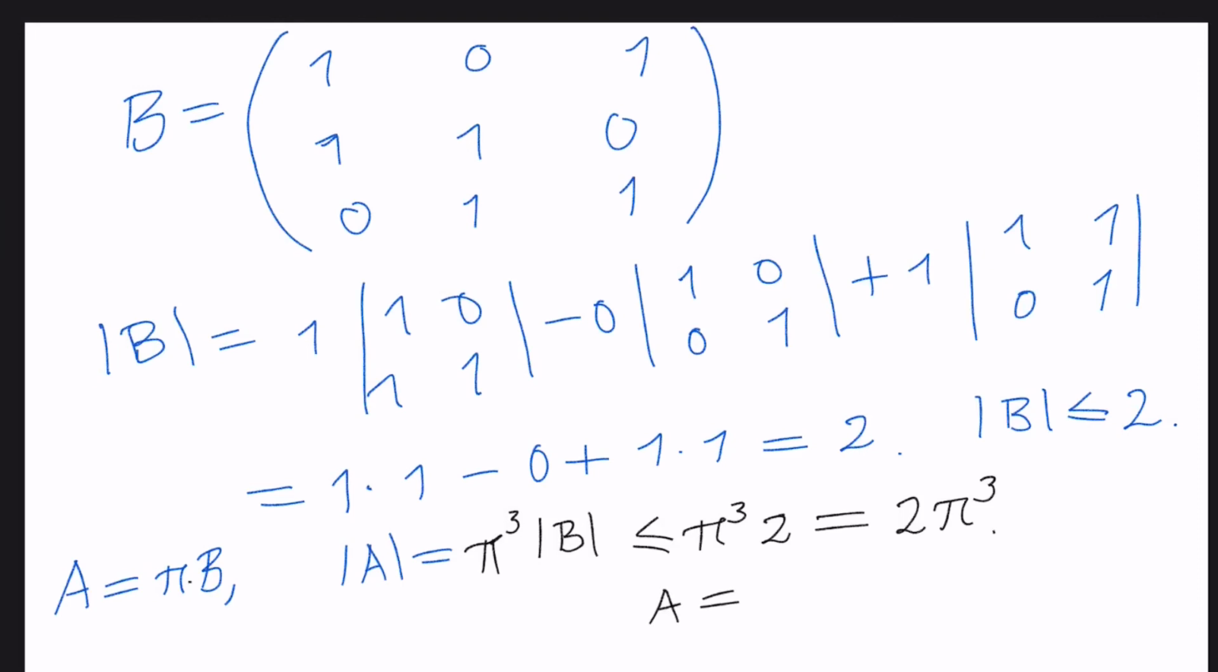What is the matrix that can achieve this? We will put the example here. It's mostly the same as matrix B, but instead of 1 we will put just pi. It helps us to show that equality can be attained in this inequality, and of course it gives us the maximum value of the determinant for this set of matrices. So this is what we were required to find here. We have obtained the solution of this problem.